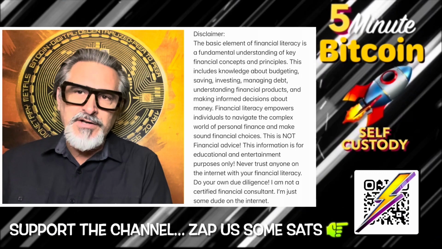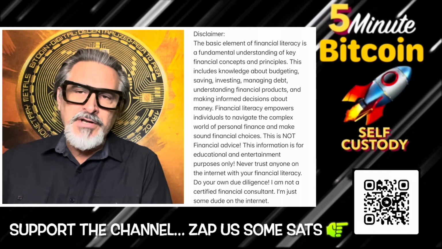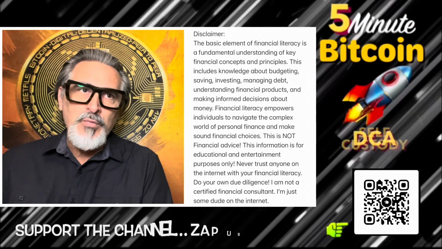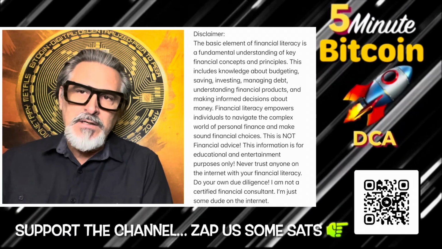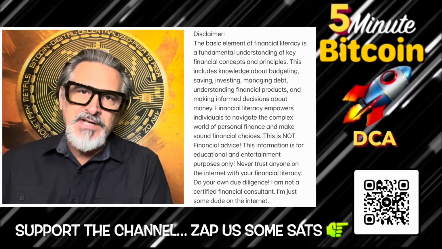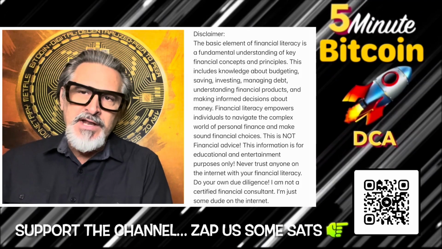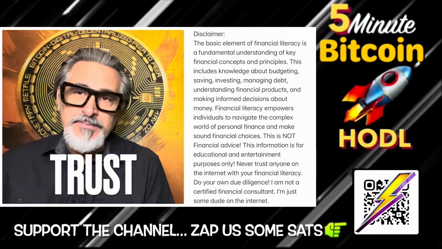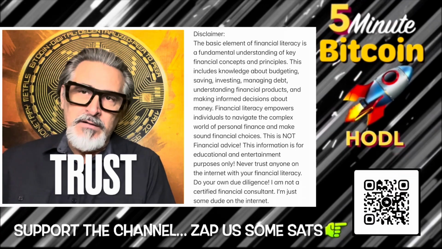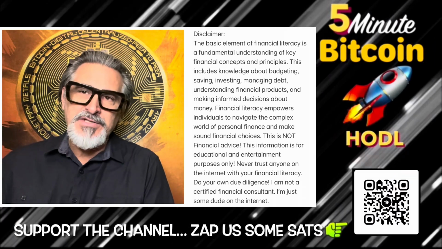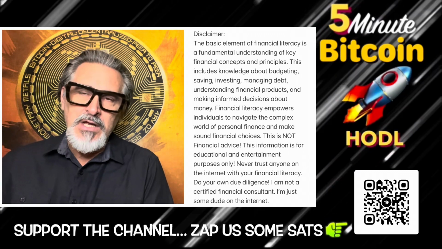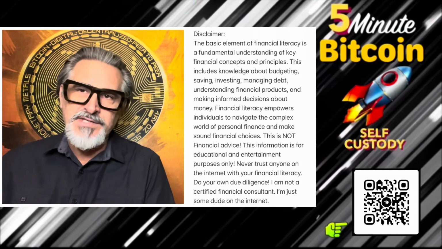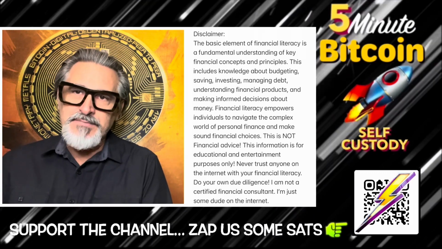What is a fiat currency? Well, a fiat currency is a money system which is not backed by any type of commodity such as gold or silver. It is simply backed by trust. Now, this is where our story begins in our comparison between the fiat currency system and the Bitcoin system. Trust.